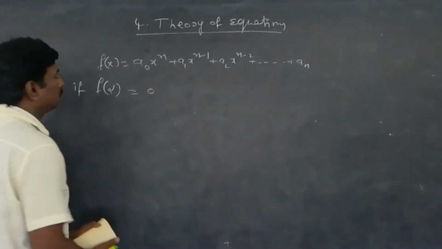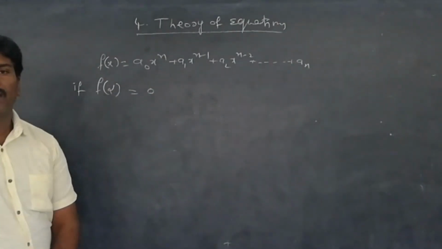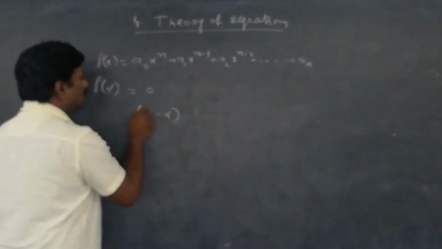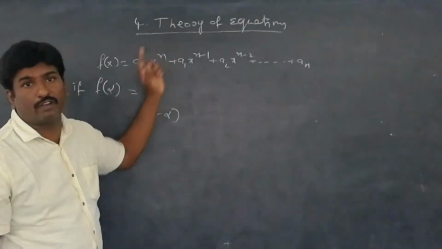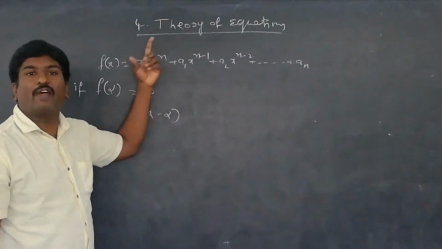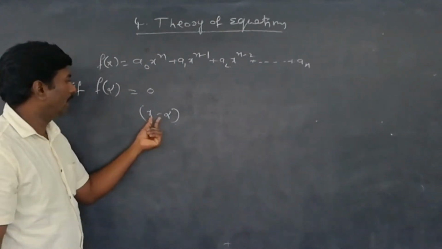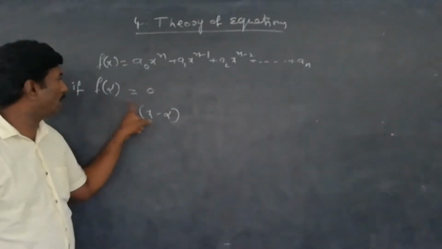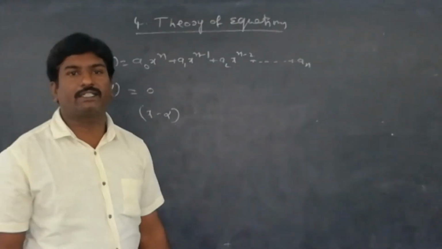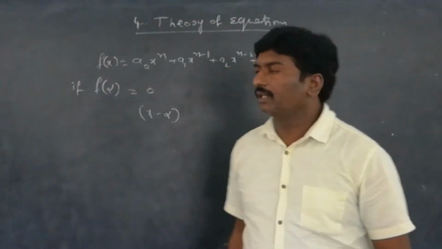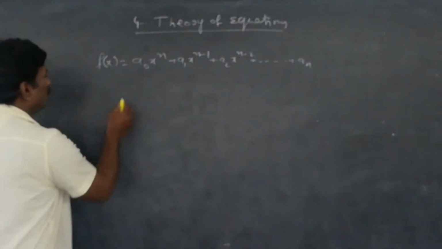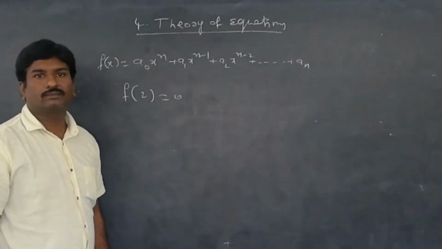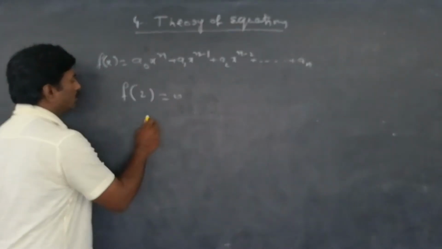Next, suppose alpha satisfies this equation. Then we say that x minus alpha is a factor of f of x. If x minus alpha is a factor of f of x, then f of alpha equal to 0. This is called the remainder theorem. Suppose f of 2 equal to 0, then which is the factor?